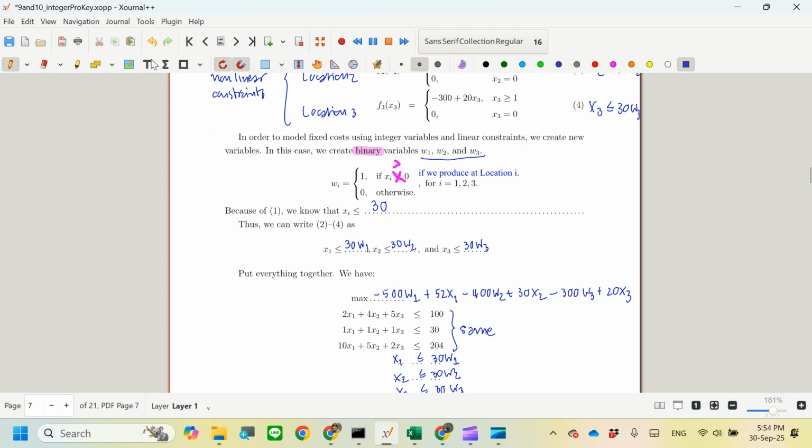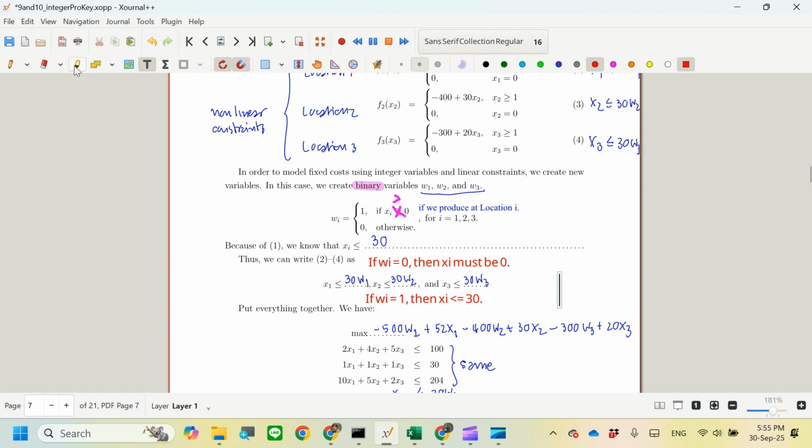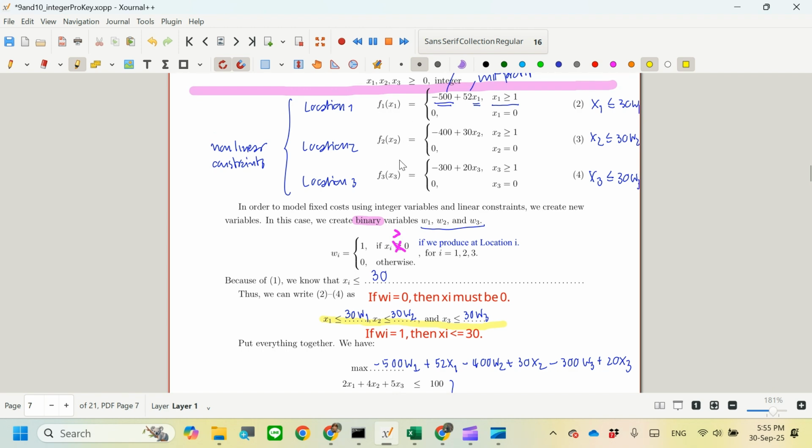So if wi is 0, then xi must be 0. But if wi is 1, then xi can be anything that is less than or equal to 30. So now we are going to put this condition instead of the 2, 3, and 4.